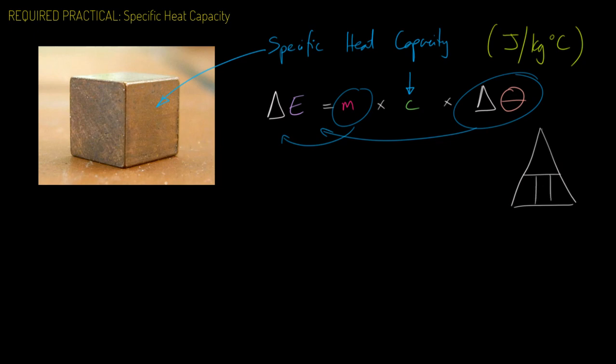You have your delta E, your energy change, at the top. You've got your mass, and your specific heat capacity, and you've got your delta theta, your change in temperature, just here at the bottom. Now, we want to know what the specific heat capacity is, so it's going to be delta E over m delta theta. So, to write that down, that's C, the specific heat capacity, equals delta E, the change in energy, over m, the mass, times delta theta, the change in temperature.